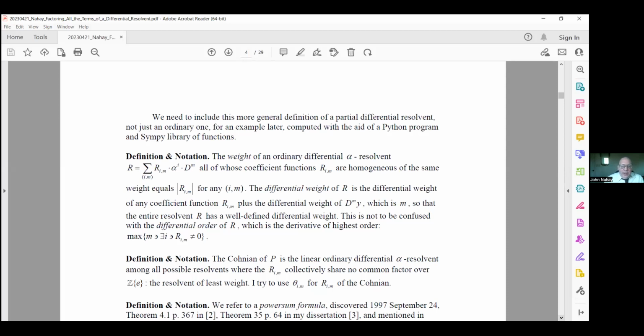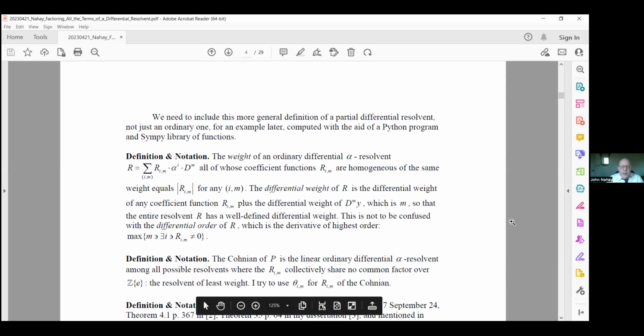Then the weight of an ordinary differential resolvent is the weight of any one of those coefficient functions. And the differential weight of R is the differential weight of any one of the coefficient functions, plus the differential weight of D^m y, which is m itself. So that way, the entire differential resolvent R has a well-defined differential weight. And this is not to be confused with the differential order of y, which is the derivative of highest order.